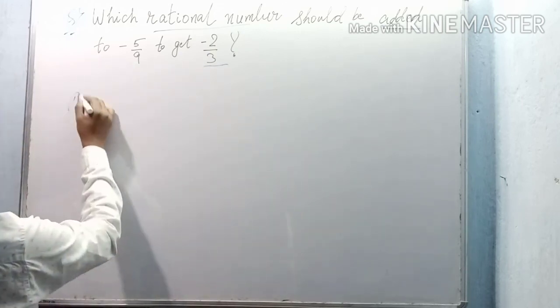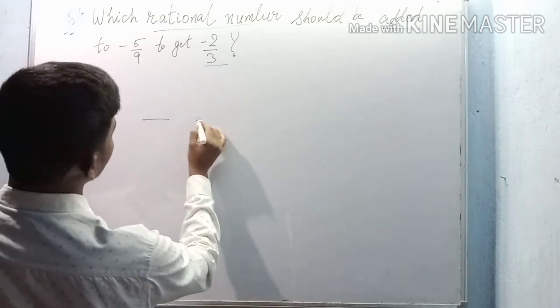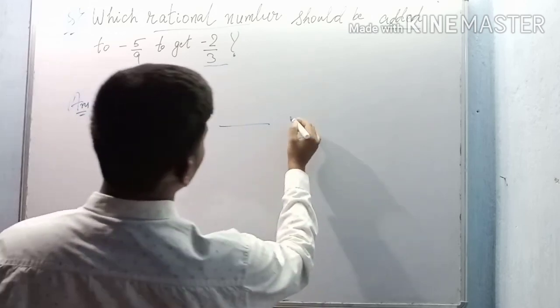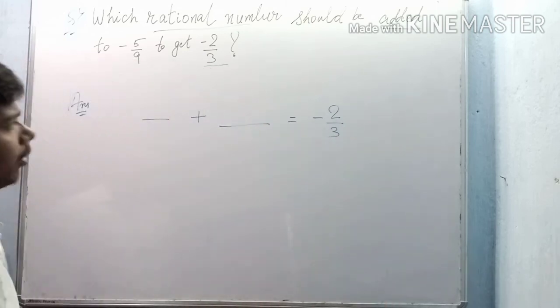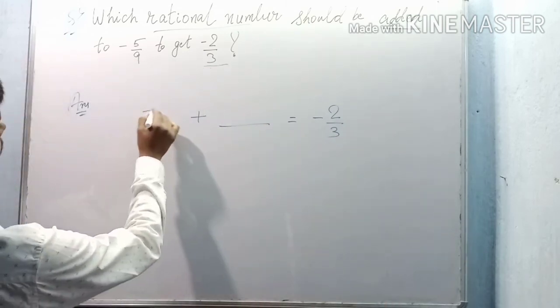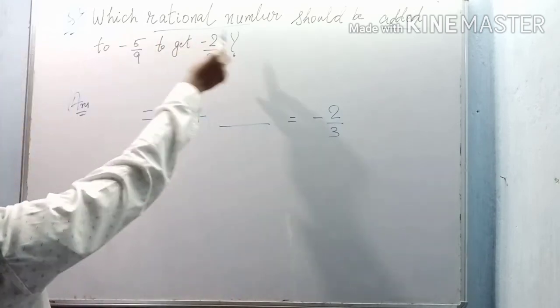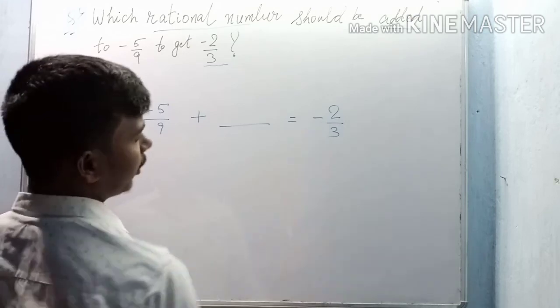We will do it by the same process as earlier. There are two rational numbers, we add them, and we get minus 2 by 3. Simple. One of them is minus 5 by 9. What should be the other? The question is saying which rational number should be added to minus 5 by 9 to get minus 2 by 3?